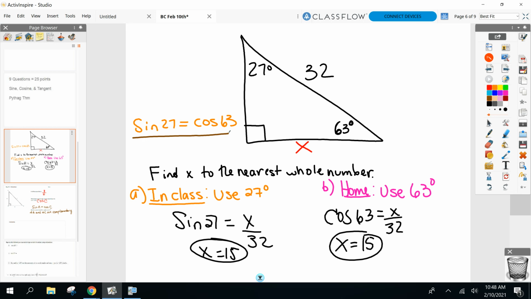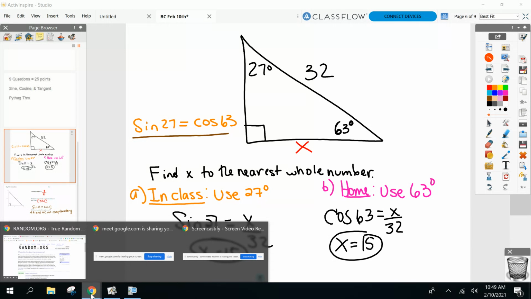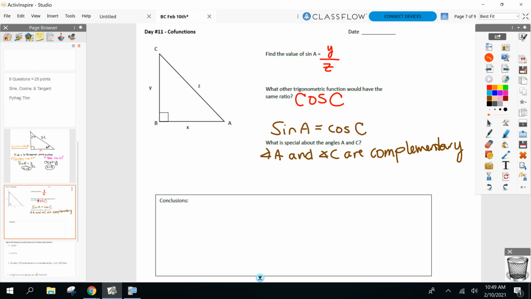27 and 63. Anybody? What do you know about them? Yeah, darn right. So basically, when are sine and cosine going to be equal? When I know what about their angles? Their angles have to be what for sine and cosine to be equal? Add up to 90. They have to be complementary. And that's exactly what we're going to write in our little conclusion here.